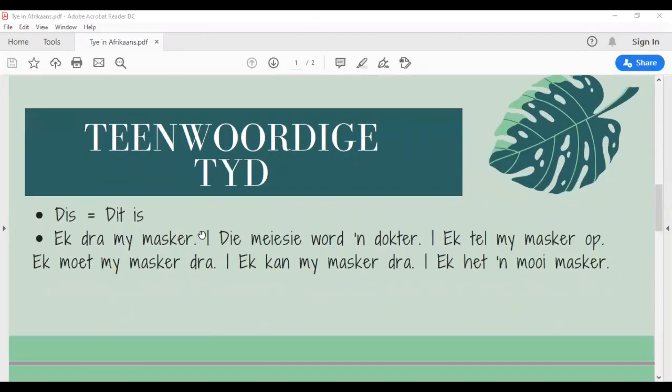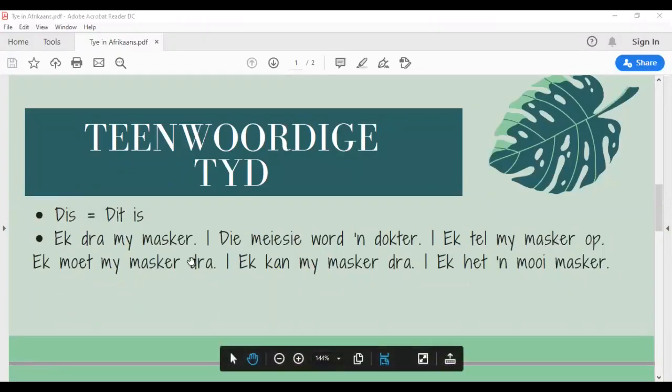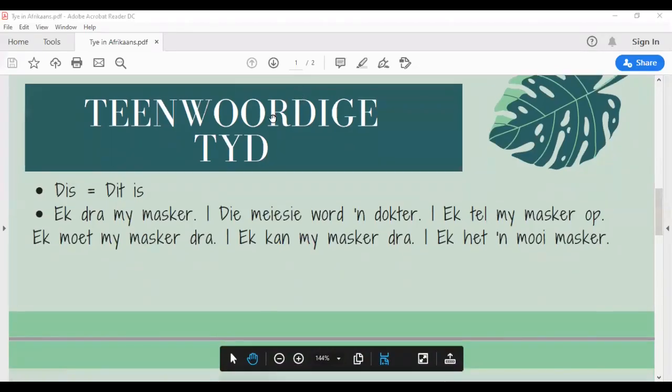Ek dra my masker. These are just examples of present tense sentences. Ek dra my masker. Die meisie word 'n dokter. Ek tel my masker op. Ek moet my masker dra. Ek kan my masker dra. En ek het 'n mooi masker. Now, this is not on the notes, so you have to listen carefully now.